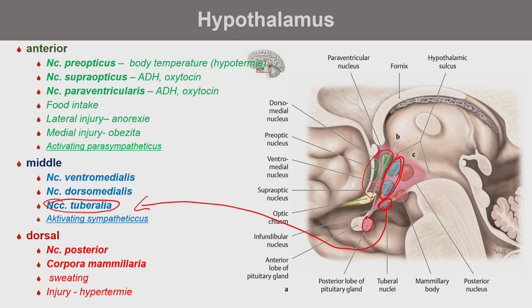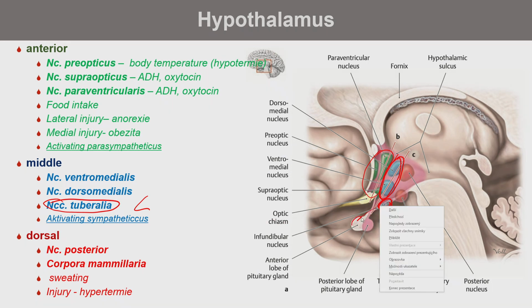So tuberal nuclei are producing important releasing factors, which are then taken with the blood and transmitted into the adenohypophysis.